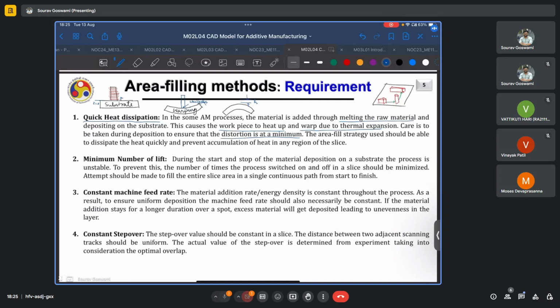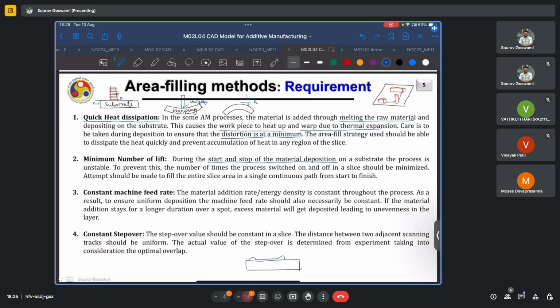A second aspect is that during the start and stop of the material deposition process on a substrate, the process is highly unstable. You might also have seen this while depositing, say, even simple single beads on a plate. What we notice is that in the beginning, there might be such bulging of the bead. In the middle, it's almost uniform. And then towards the end, there's some bulging again. In some cases, the reverse also happens, whereas in the beginning and the end, you have under deposition, whereas in the steady state or in the middle, you have uniform deposition of material.